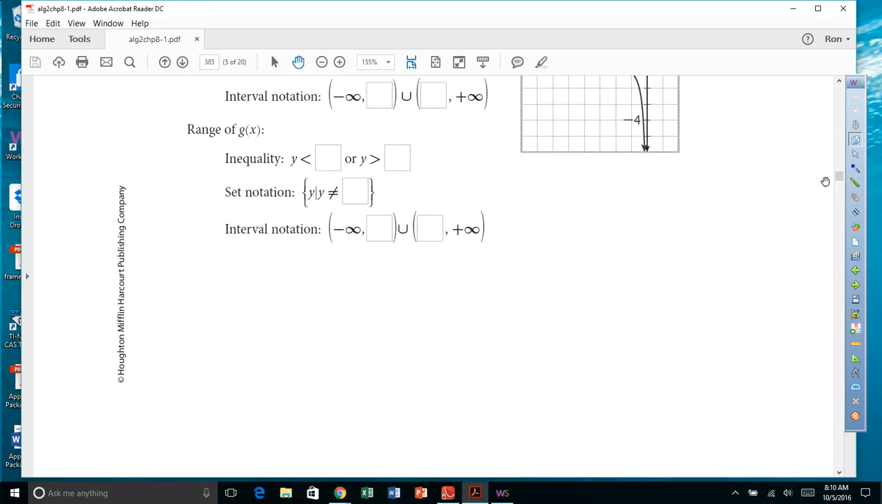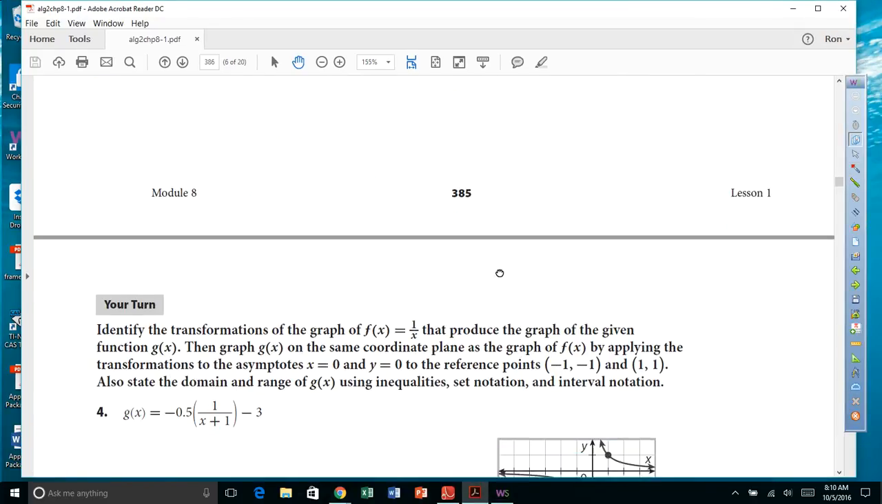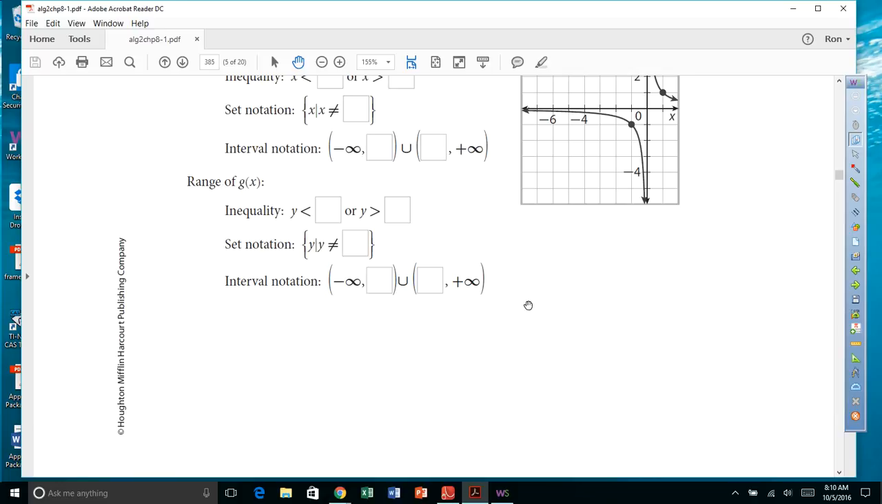Now let's do the range. And I did the range in red, I guess. That's going to be y is less than -1, or y is greater than -1. y such that y is not equal to -1, and -infinity to -1, and -1 to positive infinity. All right. Did it grab? No, they didn't grab.